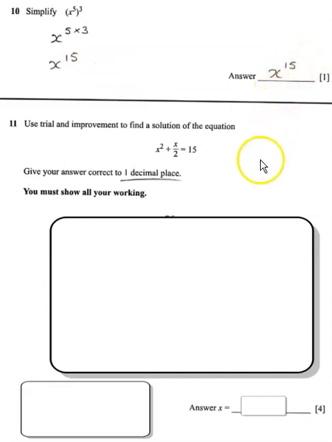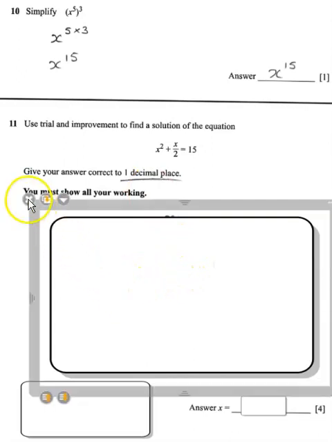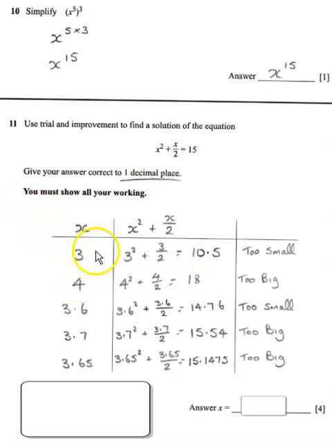So for question 11, it says use trial and improvement to find a solution of the equation. It gives you this equation here. Give your answer correct to 1 decimal place. You must show all your work in. Now, what I've done here is I've started with the 3. It doesn't give you a number here to start with, so basically, we're just picking a number and hoping for the best, really.